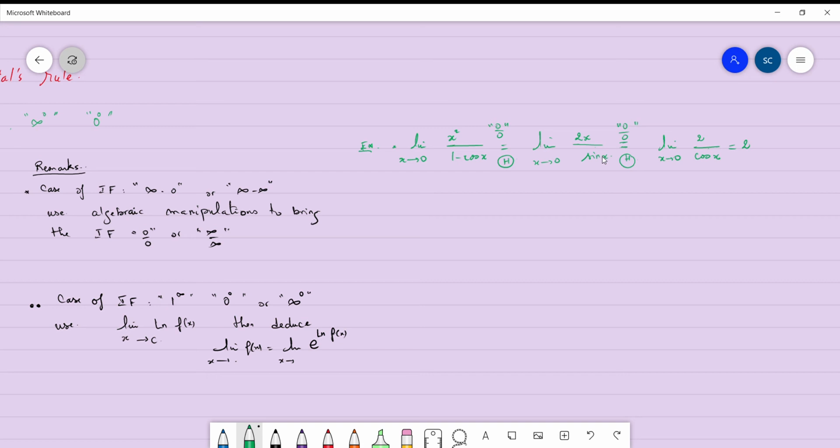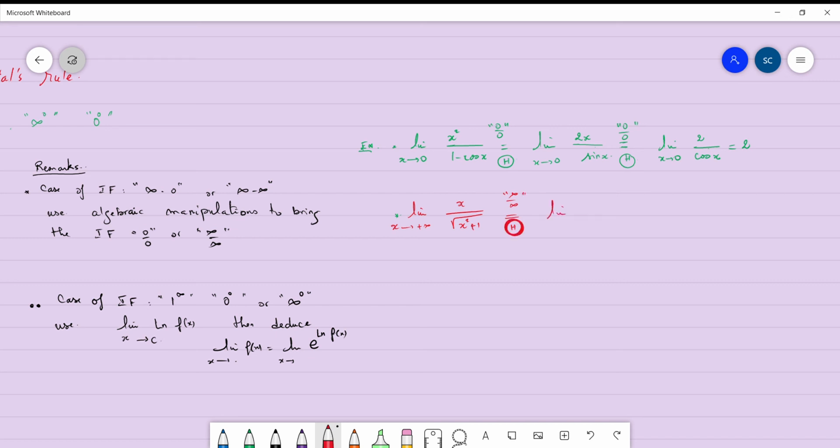Let's look at this example. Let's now look at this one. What about the limit of x over the square root of x^2 plus 1 as x approaches plus infinity? I see that I have a behavior infinity over infinity, so I can use L'Hopital.